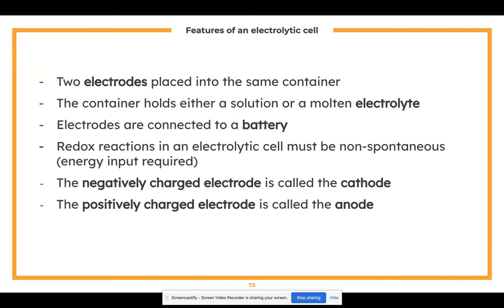So features of an electrolytic cell, we have two electrodes that are placed into the same container, so they're in the same beaker. That container will hold either a solution or a molten electrolyte. Molten means that it has been liquefied by heat, and the electrolyte is an ionic compound. Those electrodes are then connected to a battery, so a source of electrical energy. The redox reactions that occur inside the cell must be non-spontaneous, so they must be ones that require that input of energy, otherwise it is not an electrolytic reaction. The negatively charged electrode is the cathode, where reduction occurs, and the positively charged electrode is called the anode, where the oxidation will occur.